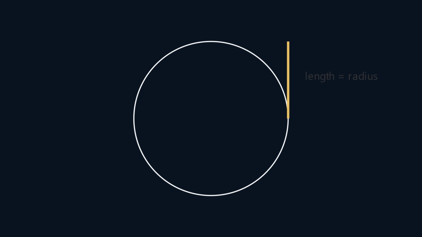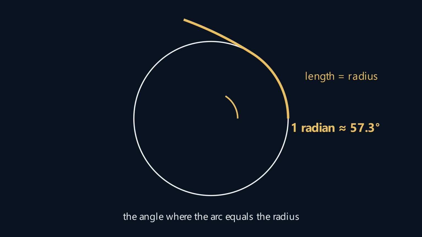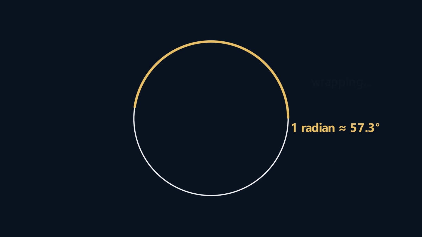Mathematics prefers a unit that comes from the circle itself. Take the radius and bend it around the edge of the circle like a piece of wire. The angle it sweeps out is 1 radian. That is the entire definition. 1 radian is the angle where the arc length equals the radius. Keep wrapping. 3 radius lengths fit around, and then a little more, about 0.14 more, which should sound familiar.